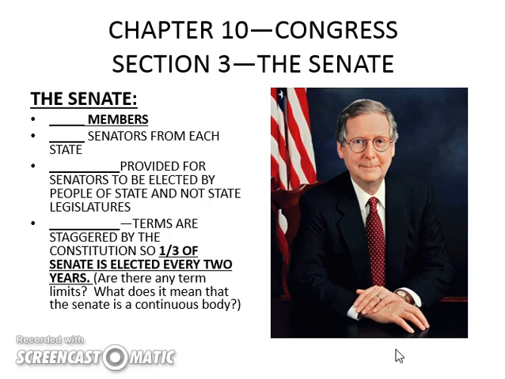Now, they do serve much longer terms. They serve big, long 6-year terms in the Senate. Although it's not like we're electing all of the senators every 6 years. About 1/3 of them are elected every 2 years, so they're staggered. And again, just like in the House of Representatives, there are no term limits. The fact that not all of them are up for election every 2 years means that it's a continuous body. There are always members that were in the Senate before. You're never going to get an entirely new Senate all at the same time.